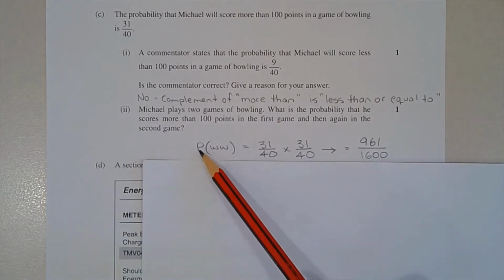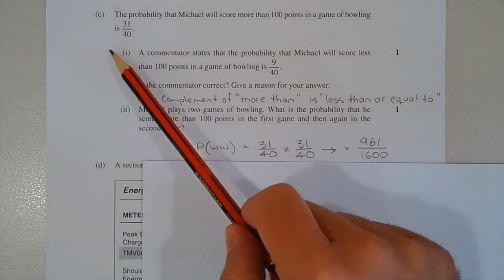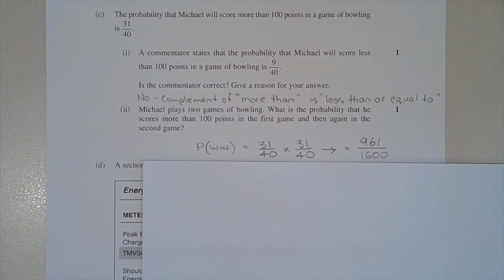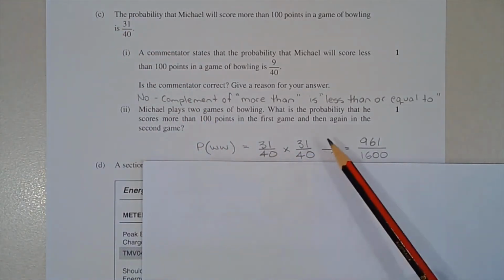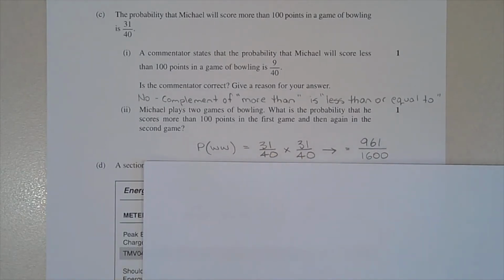So probability of a win-win is equal to 31 over 40. So that's the probability of Michael scoring more than 100 points in the first game, multiplied by the probability of scoring more than 100 points in the second game. And that gives us 961 over 1,600.